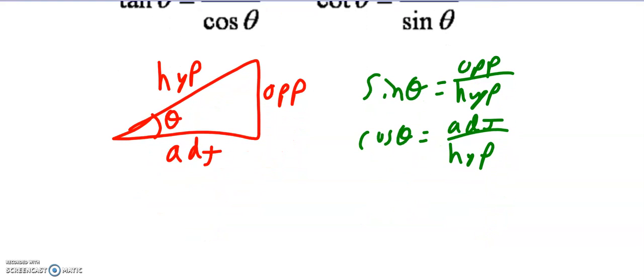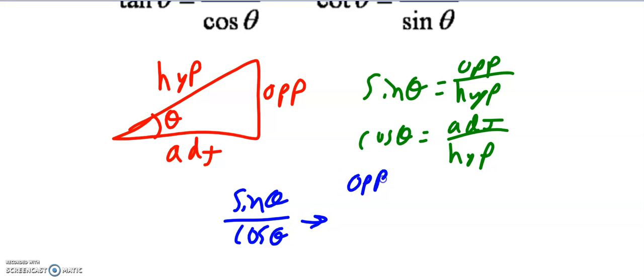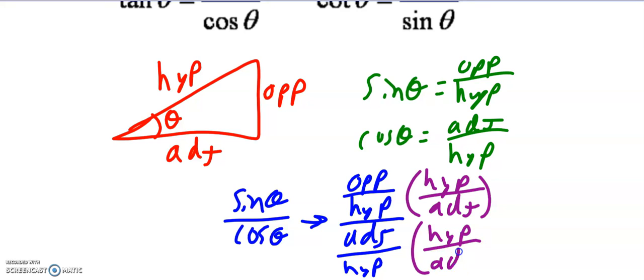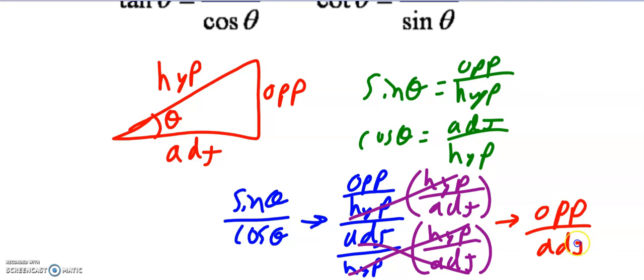And if I divide sine of theta by cosine of theta, then that would be dividing the opposite over the hypotenuse by the adjacent over the hypotenuse. And if I multiply the numerator and denominator by the reciprocal of the denominator, it'd be hypotenuse over adjacent times the hypotenuse over the adjacent. Those cancel out, the hypotenuses cancel out, and look at what we get: opposite over adjacent. What's the opposite over adjacent? That's the tangent of theta.